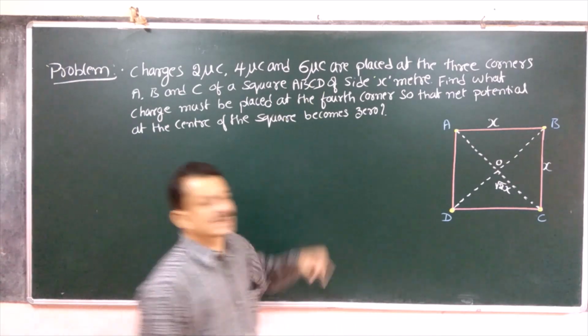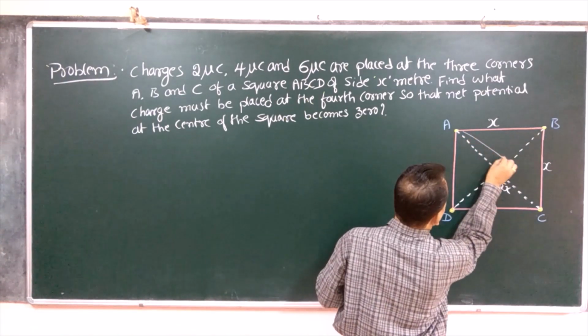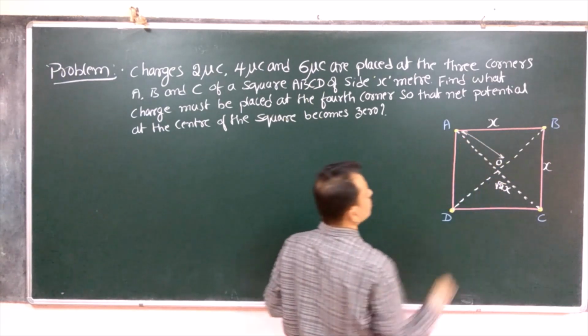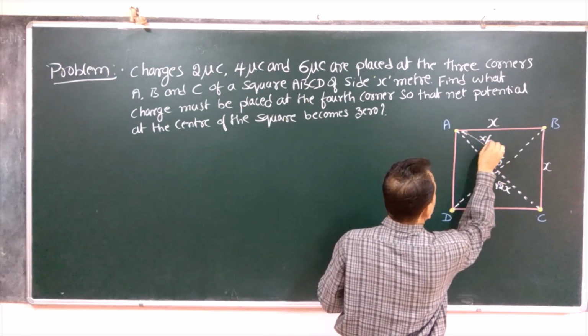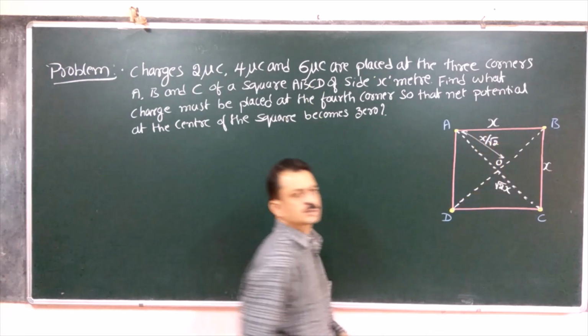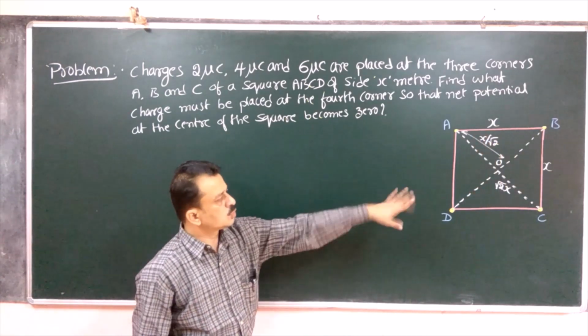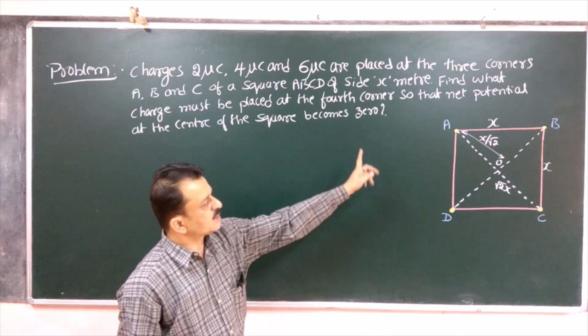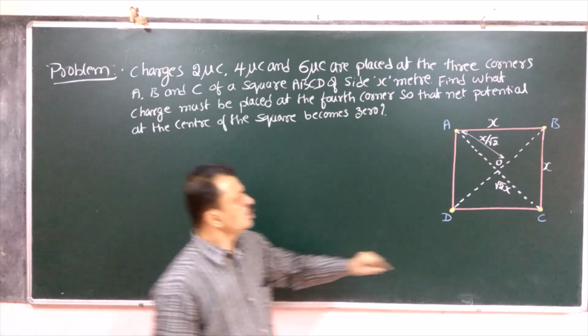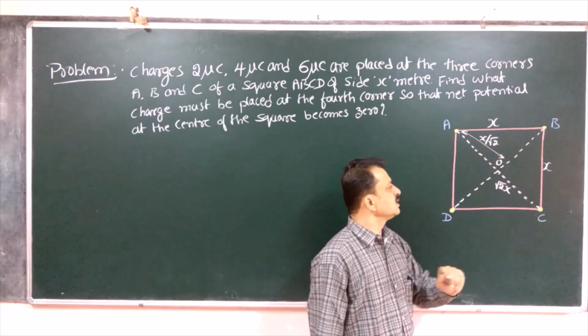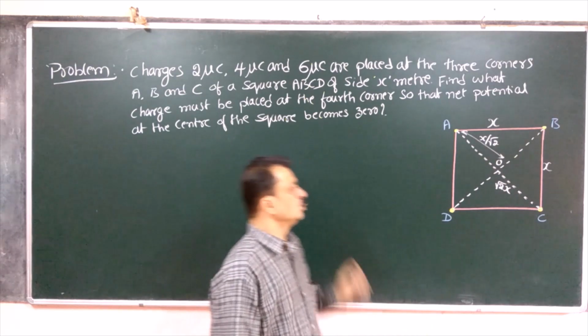And half of the diagonal, now this length becomes root 2 by 2, that is x by root 2 ಆಗ್ತದೆ. That you have to work out. So diagonal root 2 x ಆಗ್ತದೆ. Now half of the diagonal x by root 2 ಆಗ್ತದೆ. Now all the charges are equidistant from the center O.